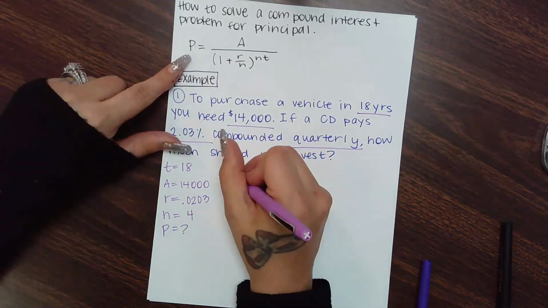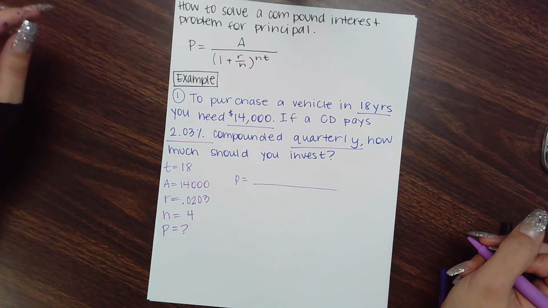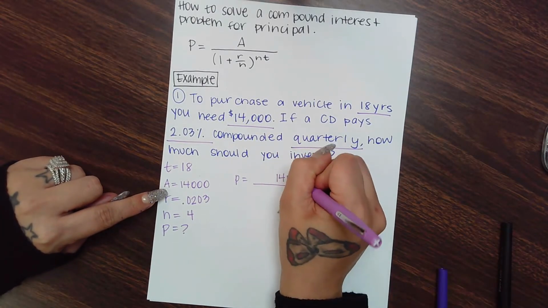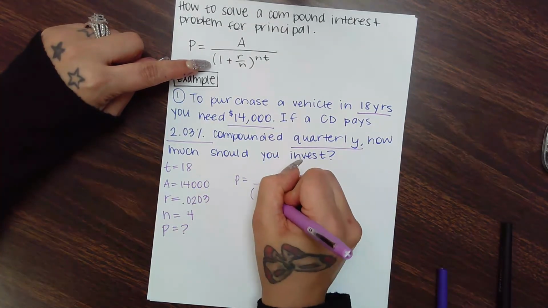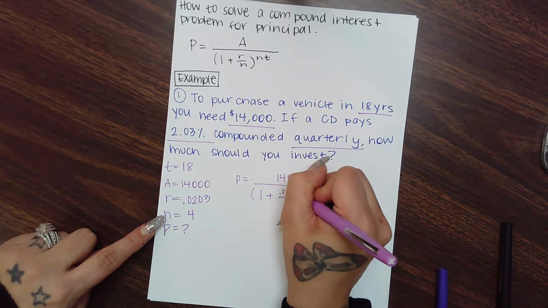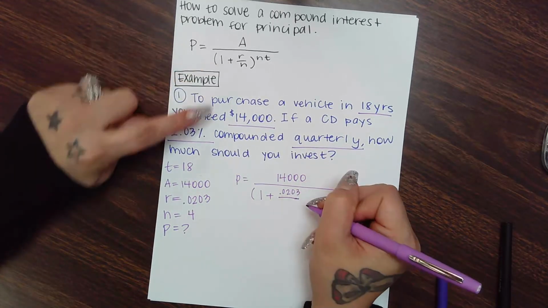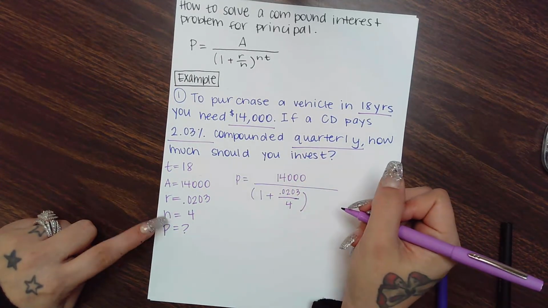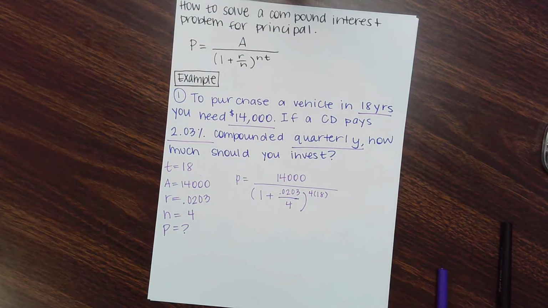So, P equals fraction bar. In the numerator, it says A, which is future value, which I have 14,000. Denominator, open, 1 plus rate over N, 0.0203, divided by or over my N, which is 4. Scoot over, close, N times T. So 4 times 18.